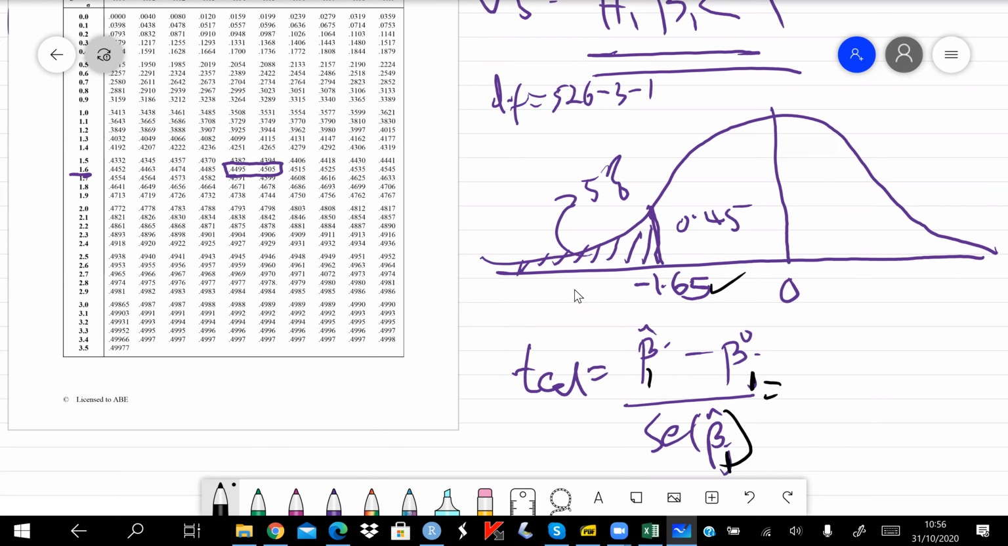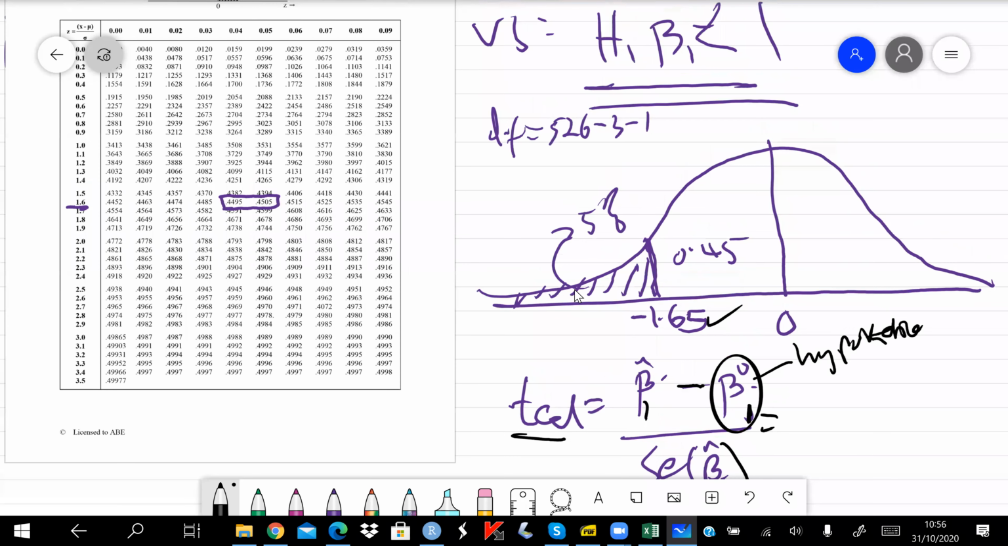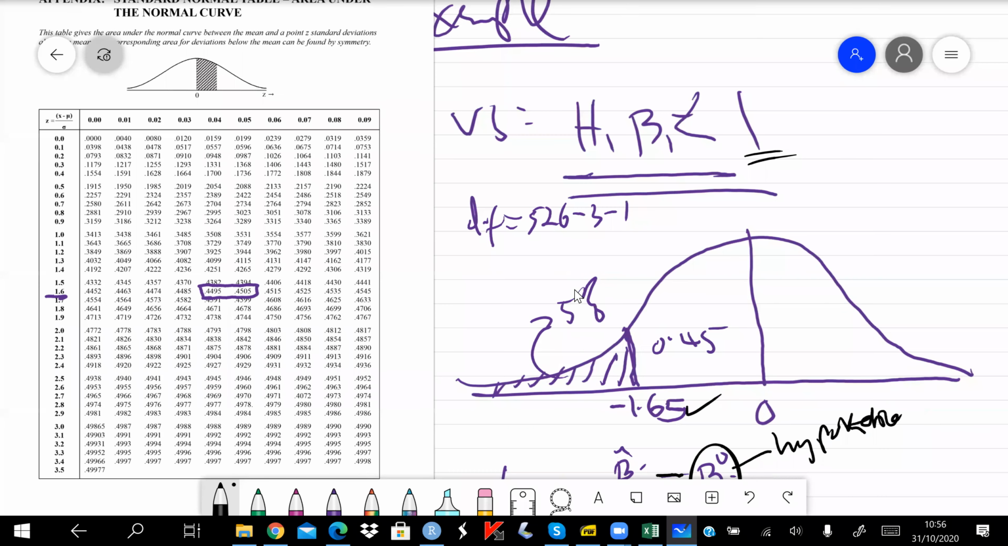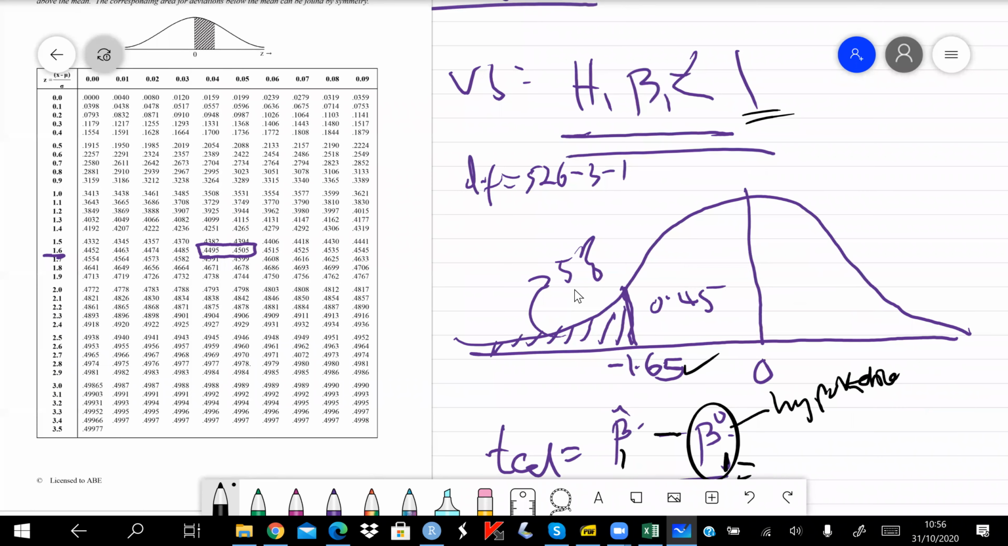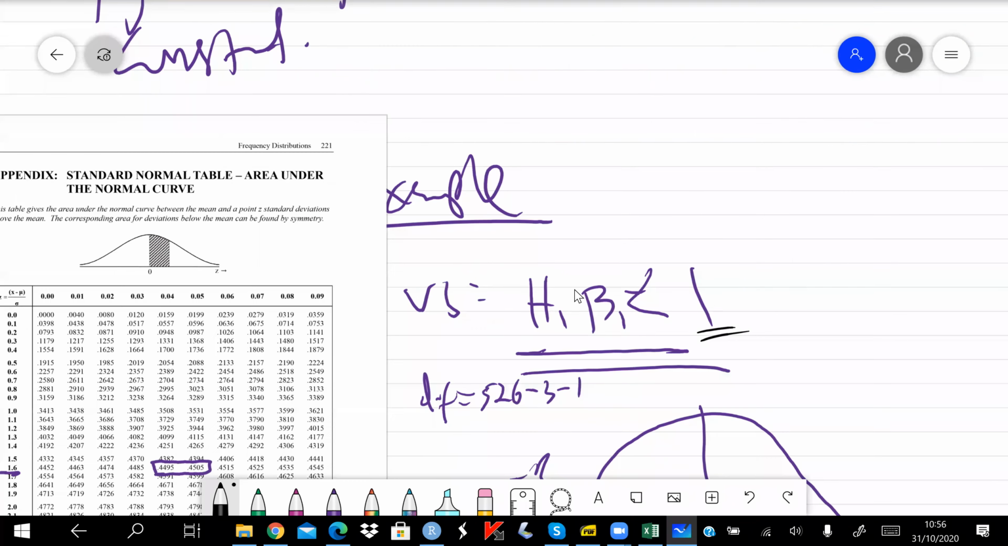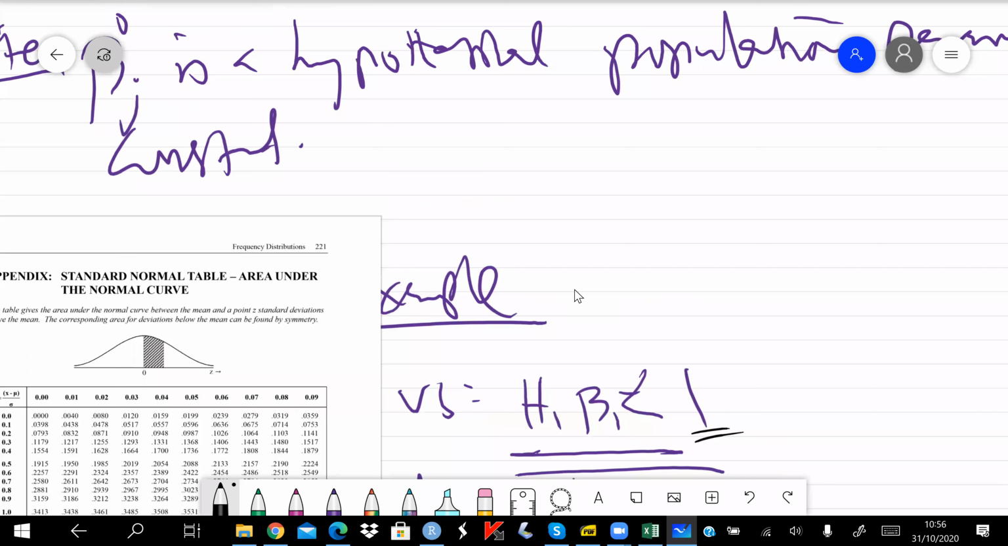And then after that, we need to get the t calculated. The t calculated will be given by this formula, where this is the value that is hypothetical, the value that is captured under H naught, which in our case is 1. So in this case, we'll have our beta 1 estimate, and our beta 1 estimate is gotten from the tables up there, from the output.